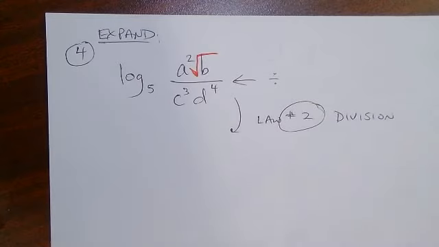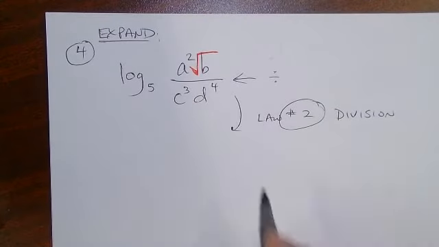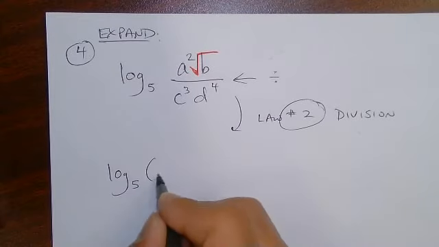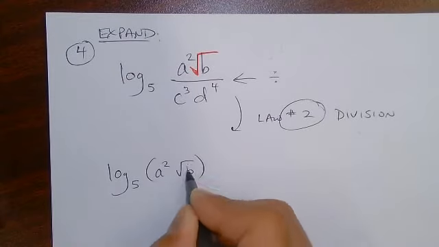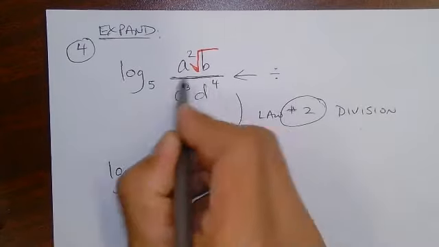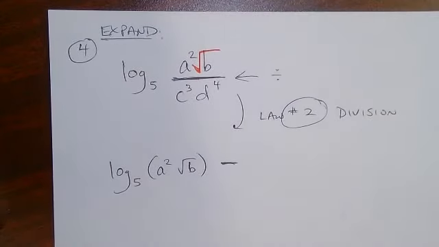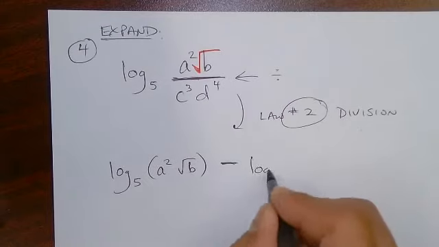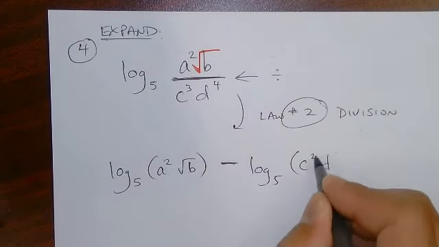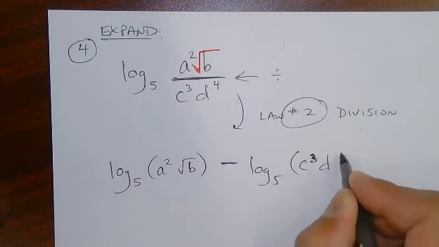Division does not expand to a division. Division expands to a what? Subtraction, right? So that would be log 5 of the top minus what? Right? Division is minus. Just think of division like a minus sign. Minus log 5 of the bottom. Oh, that's not a 2, that's a 3.